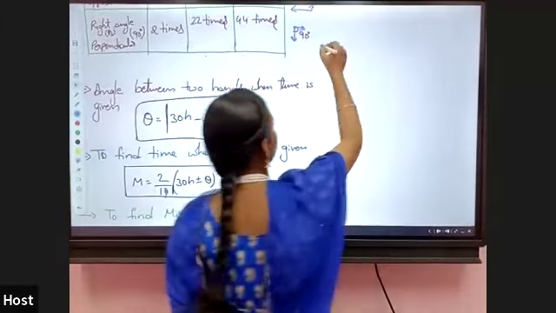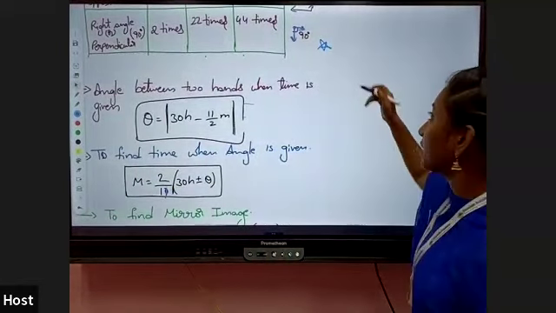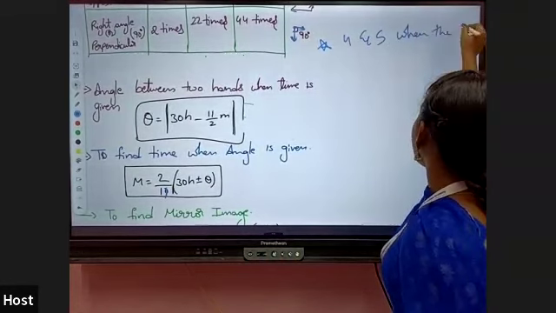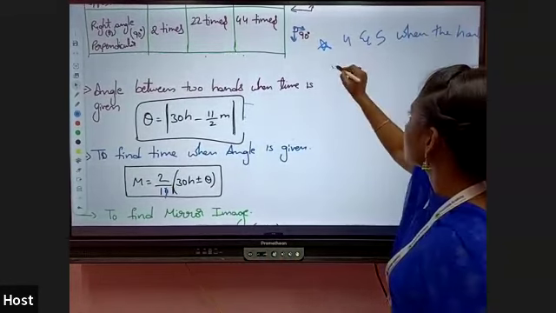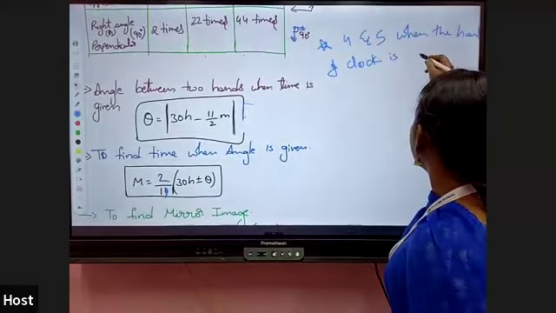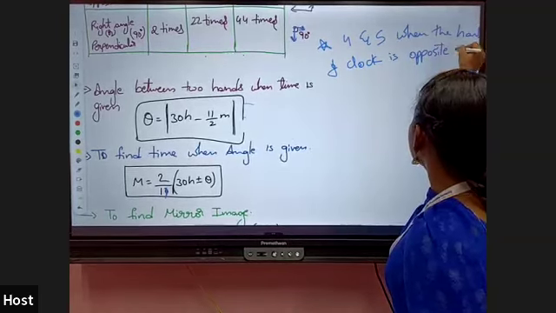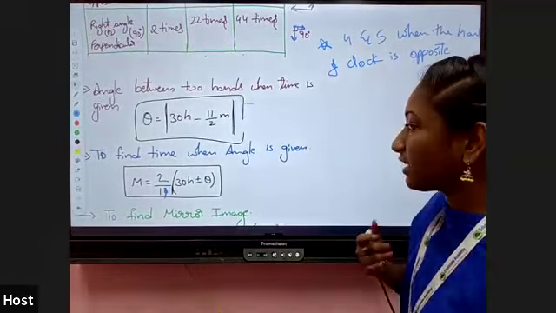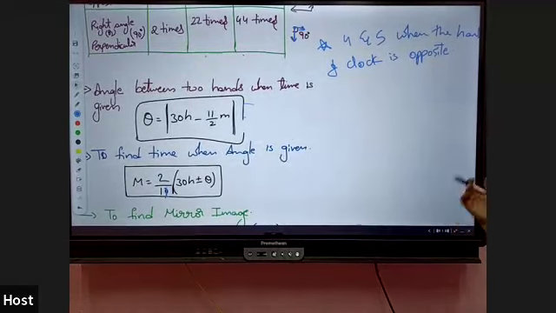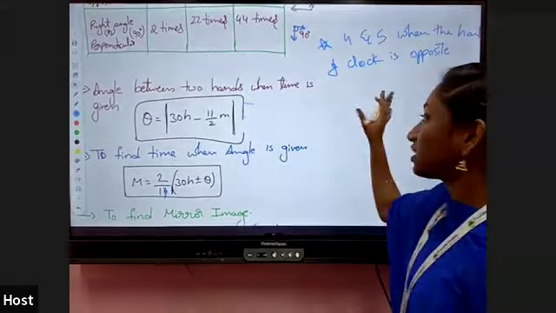Let us do an example. Find the time between 4 and 5 when the hands of the clock are opposite. They will give the question like this.